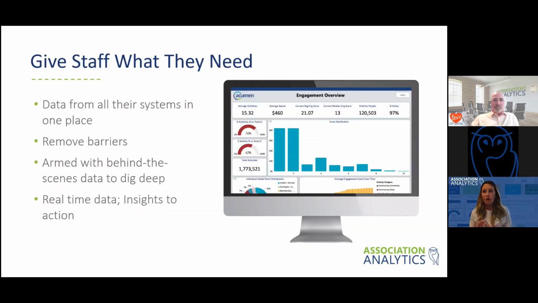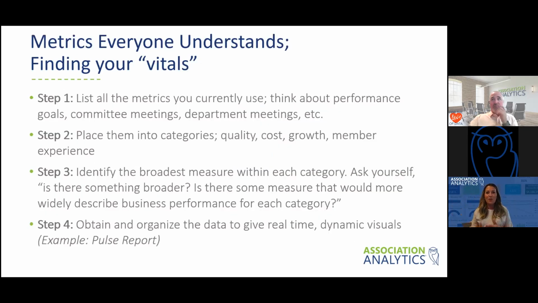First of all, you should only have a handful of them. People might say, oh my goodness, how do I boil everything down to 5 or 6 metrics, right? What about the rest of them? They're also important, but you don't need to worry about them until you get the vitals down. So step 1, very simple: list all of the metrics that you have. So think about performance goals, all of your committee meetings, department meetings, absolutely anything. List them all out in one place for your team to look at.